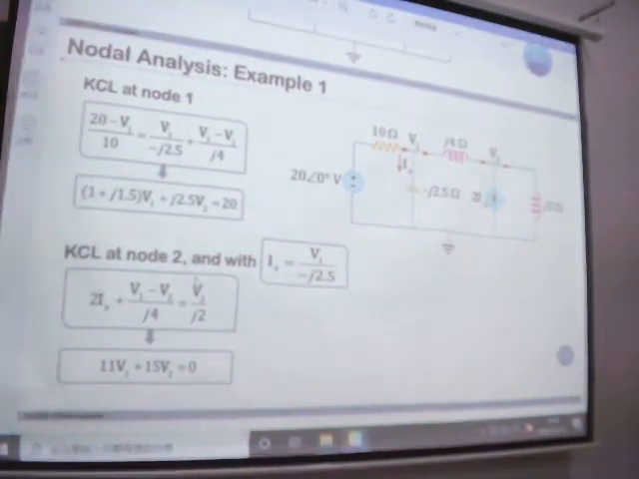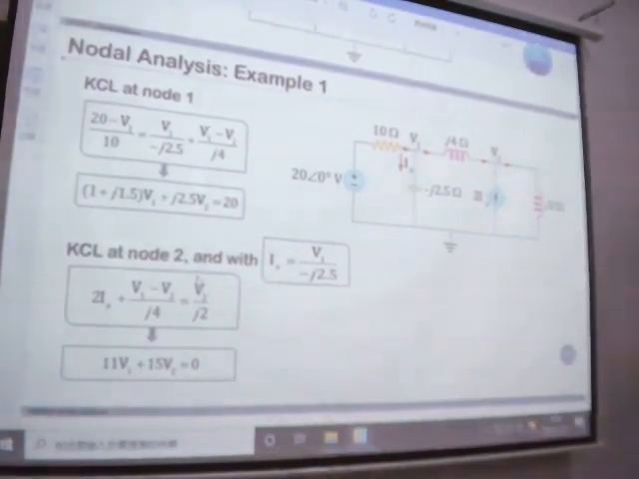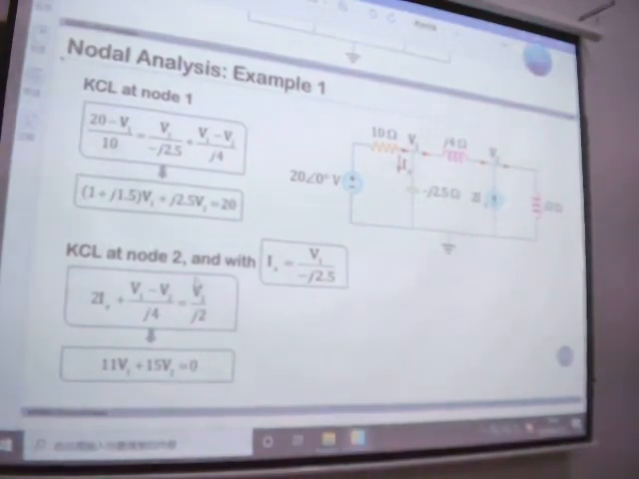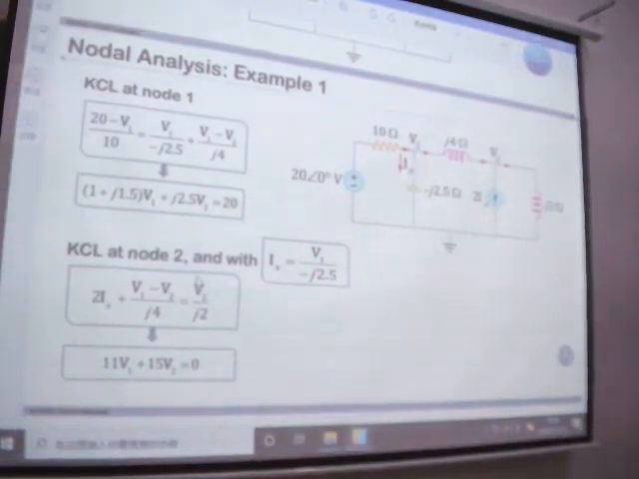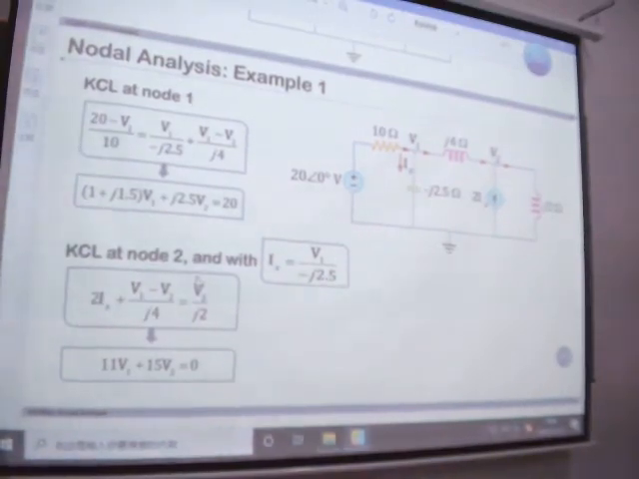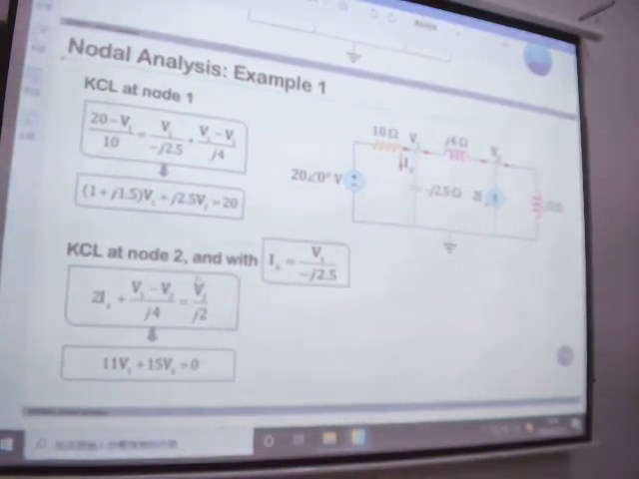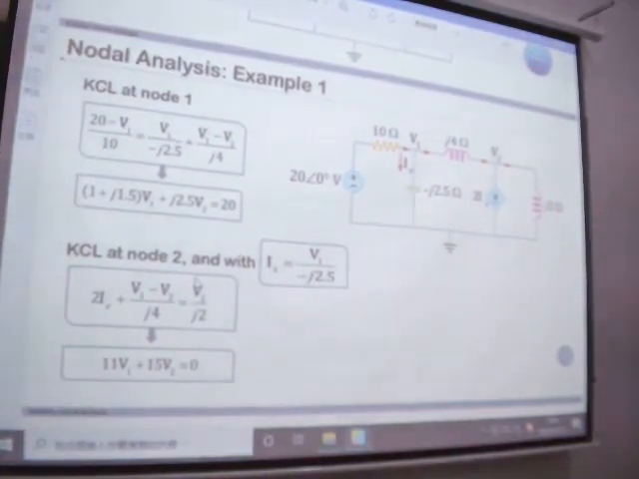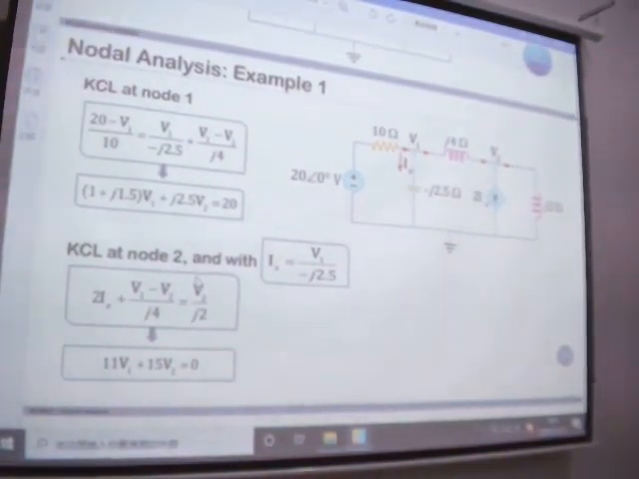So what is I2? I2 should be V2 minus V0 over 2j. And then 2Ix is still 2Ix. Then we get this equation, and we can see we get V1, V2, and Ix as the variables. So 2 equations, 3 variables. We still need one more equation, one more extended equation for Ix.